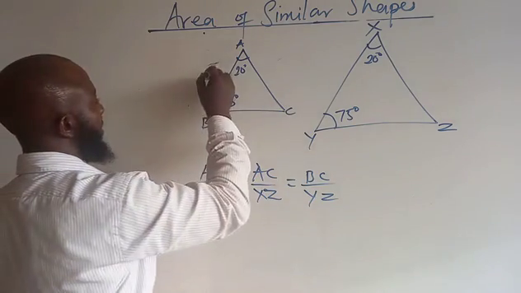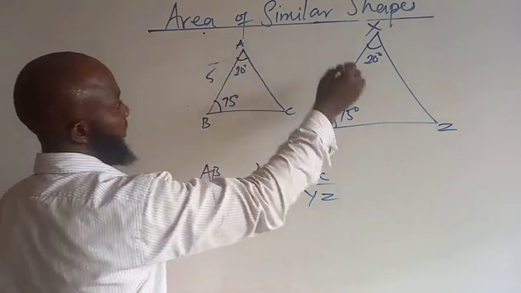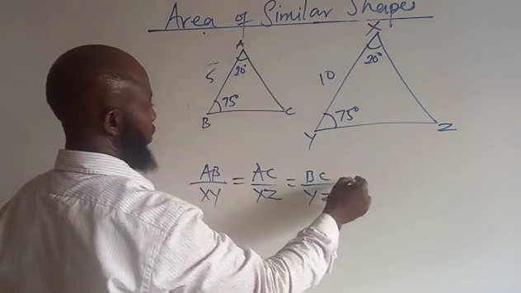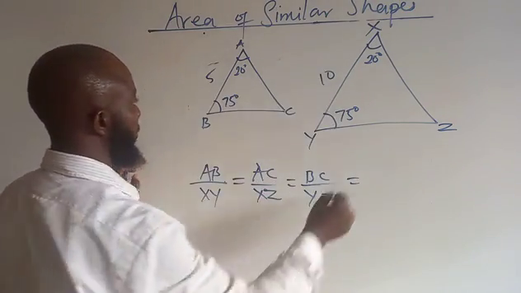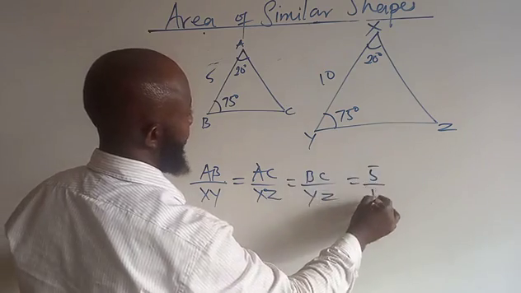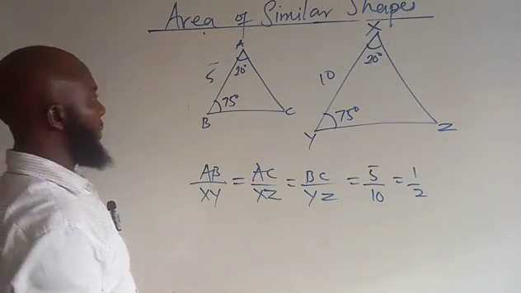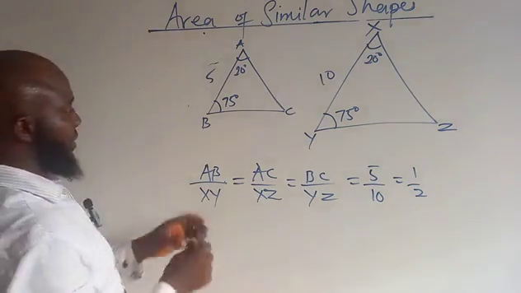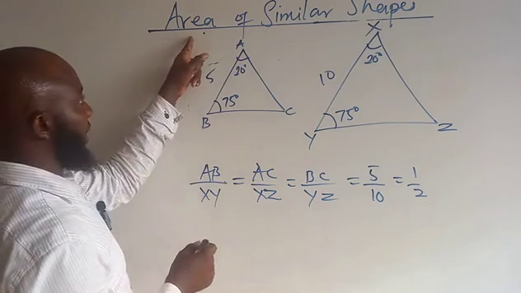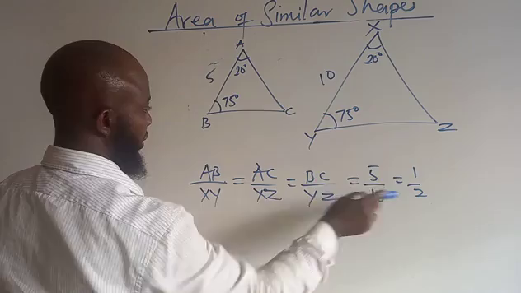So assuming this is 5 and this is 10, the ratio of corresponding sides will be 5 divided by 10, which is 1 over 2. Right. Now, don't forget, we are looking for area, not the ratio.